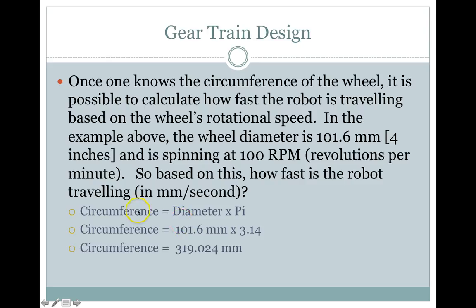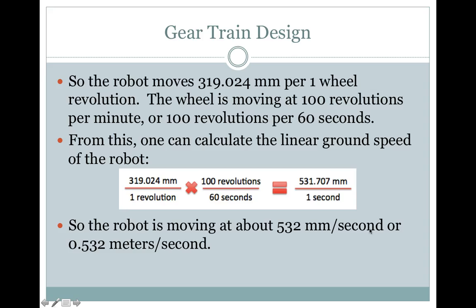First, we calculate the circumference, diameter times pi. We know that the diameter is 101.6 millimeters times 3.14, which gives us a circumference of 319.024 millimeters. So the robot moves 319.024 millimeters per one wheel revolution. The wheel is moving at 100 revolutions per minute. From this, one can calculate the linear ground speed of the robot.